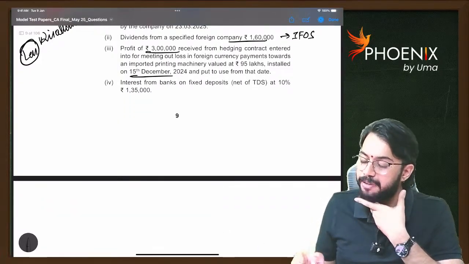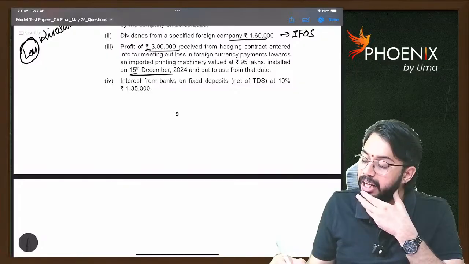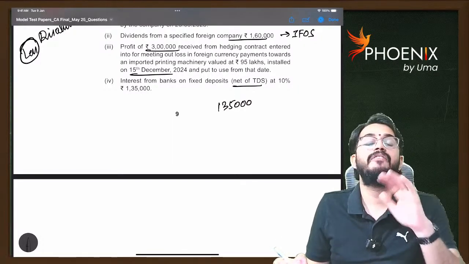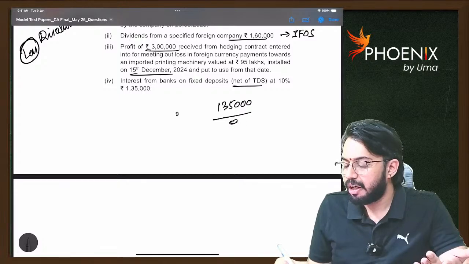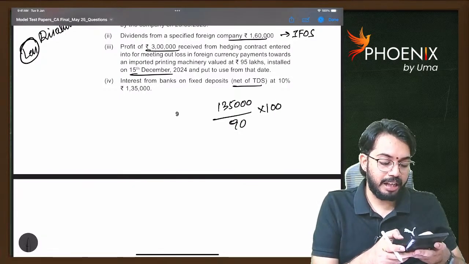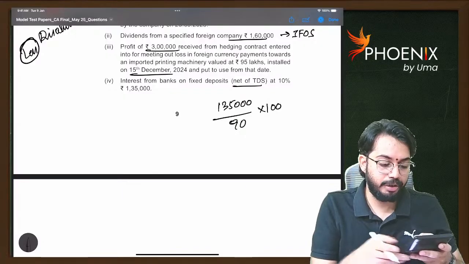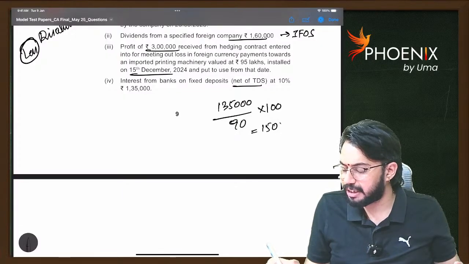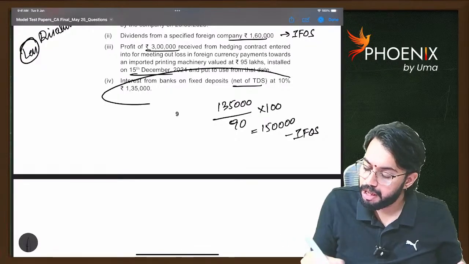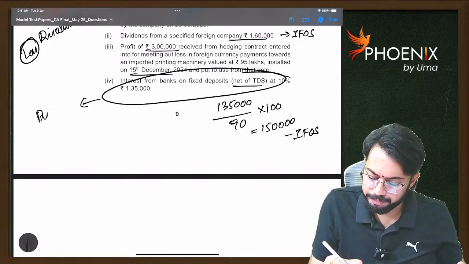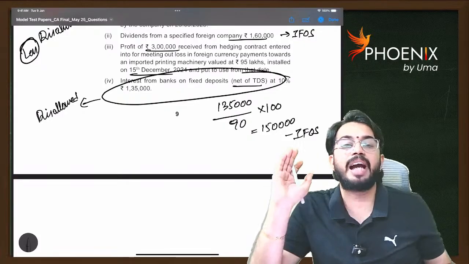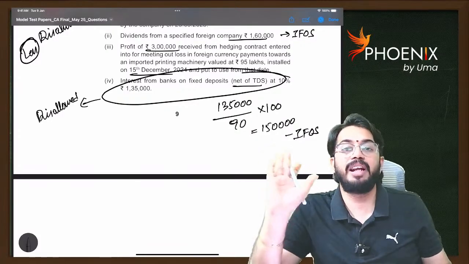Next, interest from bank on fixed deposits net of TDS. See, 1,35,000 is net of TDS. We need to gross up. How much? 90 into 100. How much will it be? 1,35,000 divided by 90 into 100. 1,50,000 is taxable under IFOS. Now, this is to be disallowed. Disallowed means while we are calculating PGBP income, we will reduce it.